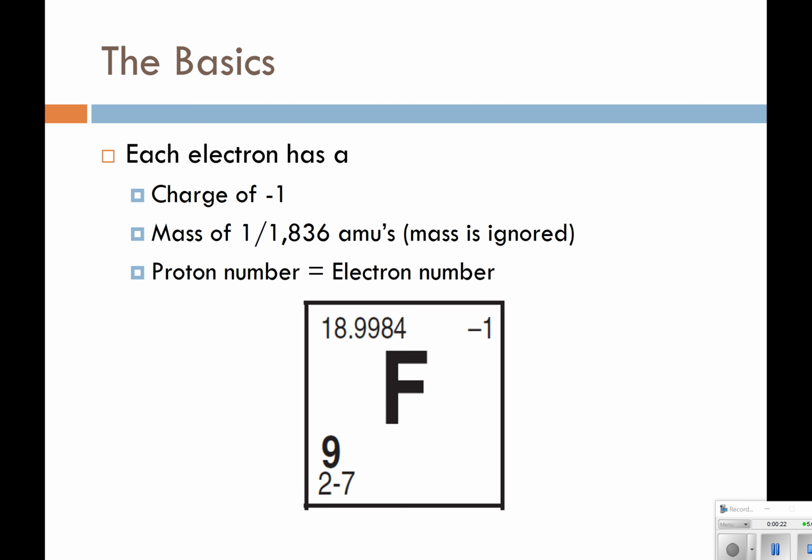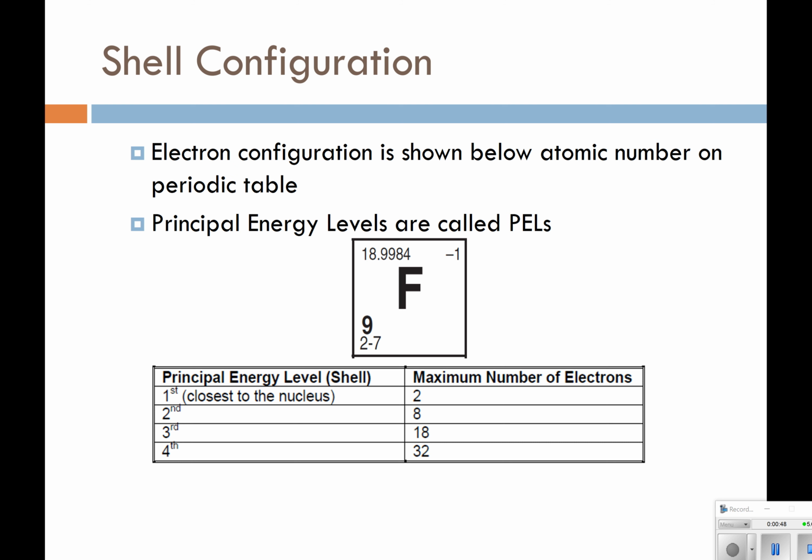We know that each electron has a charge of -1, opposite that of a proton, which would be +1. And the mass is 1/1836 of an AMU. Since it is so small, we do ignore that amount of mass. And the proton number we know is equal to the electron number when we're talking about a neutral atom, and that's going to be equal to our atomic number.